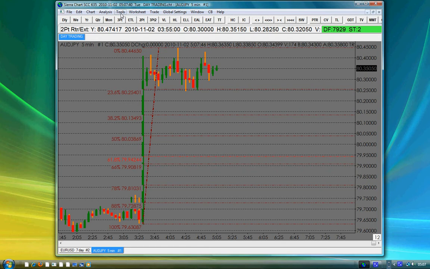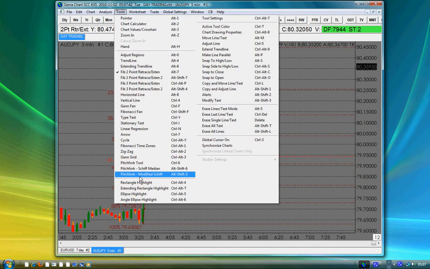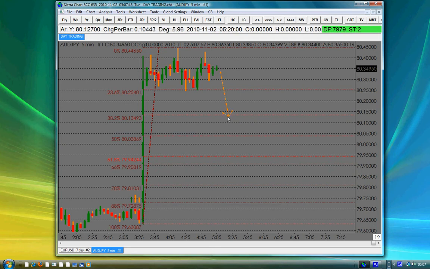So we're expecting this currency pair to pull back. Usually they pull back to 38%, which is that level here, or they may pull back all the way to 50%. Nobody knows. Or they may pull back to 61.8, or even up to the 66% Fibonacci retracement level, or all the way to the 78% Fibonacci retracement level.